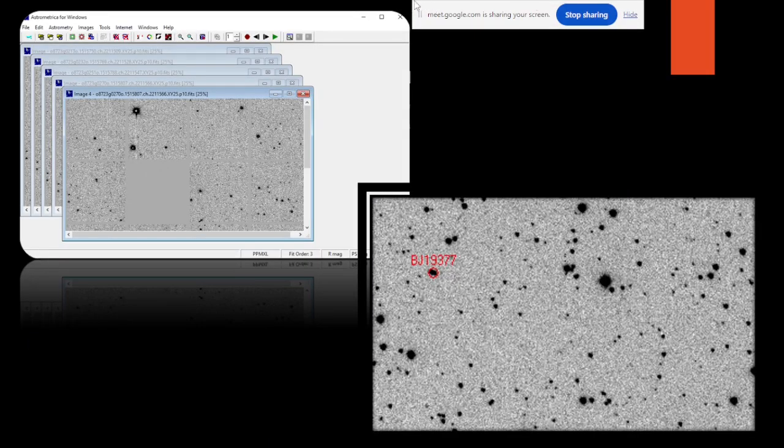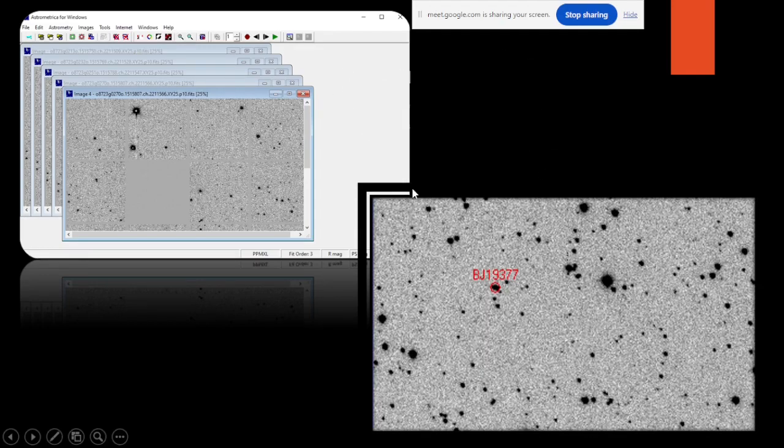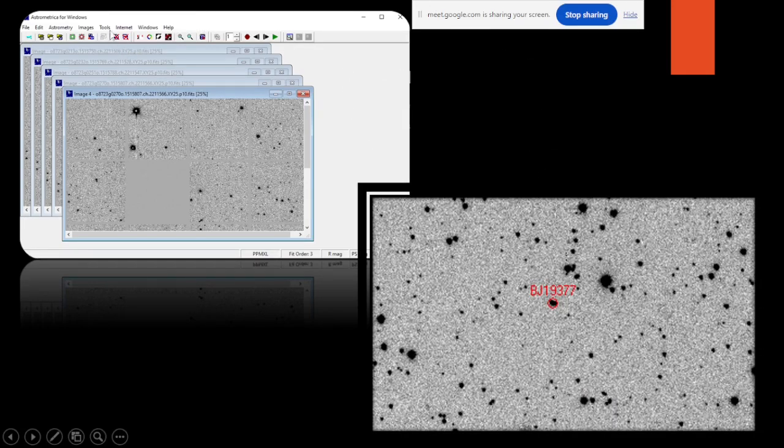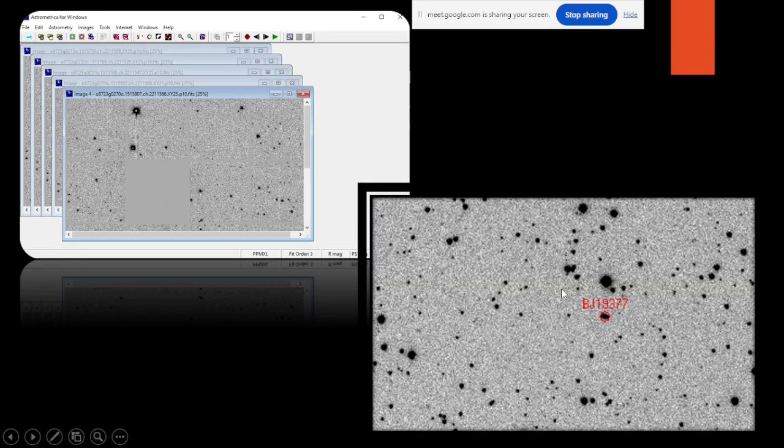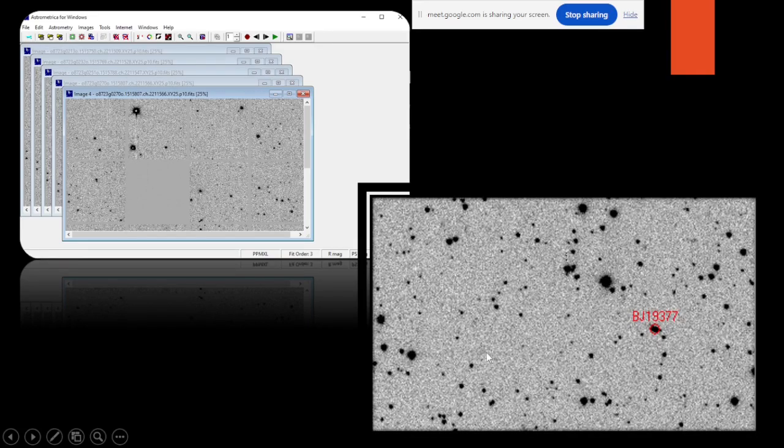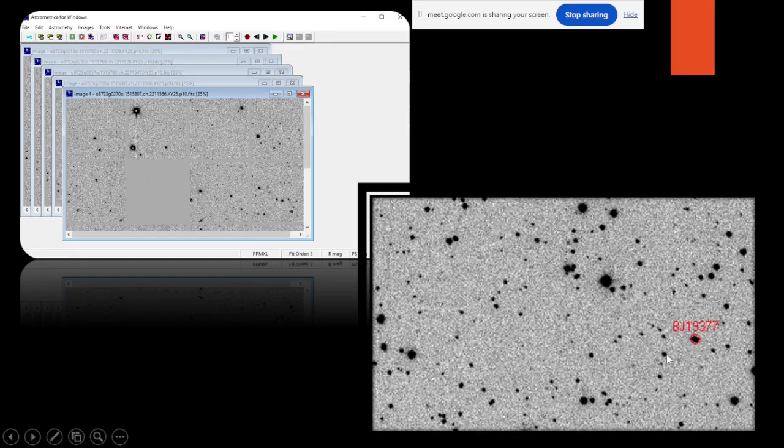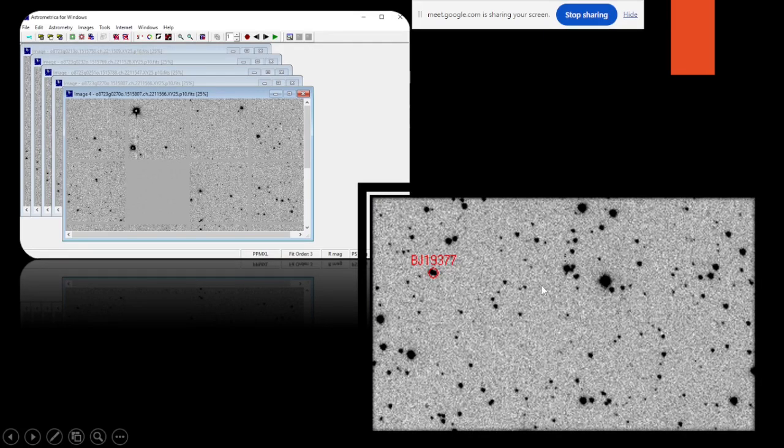So this is the software that we use. We are going to train you on how to use this software to search for asteroids. This is called astrometrical software. Look at it. You see these dark spots? These are the background stars. And you have this one that is moving. This is the asteroid. So this is how we detect asteroids.